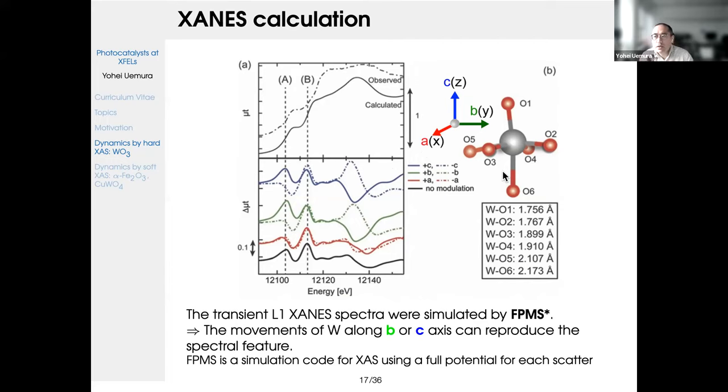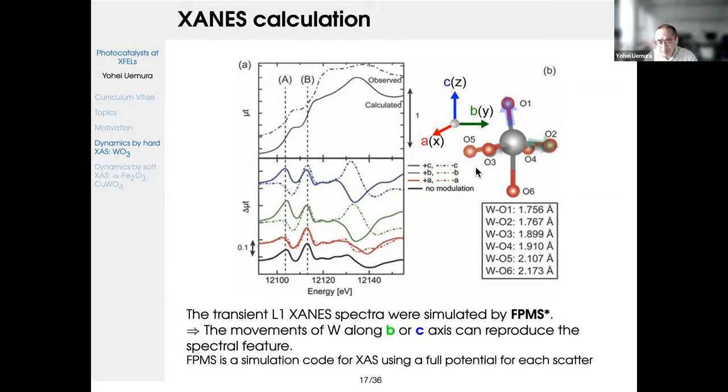During the investigation of the structural change, we moved the tungsten atoms in various directions. Then we found that only if we move the tungsten atoms in the B axis or C axis, it reproduces the transient signals. That means that after the photo excitation, during the creation of the metastable state, the tungsten has an anisotropic structure change. The tungsten atom is allowed to move only in selected or specific directions.